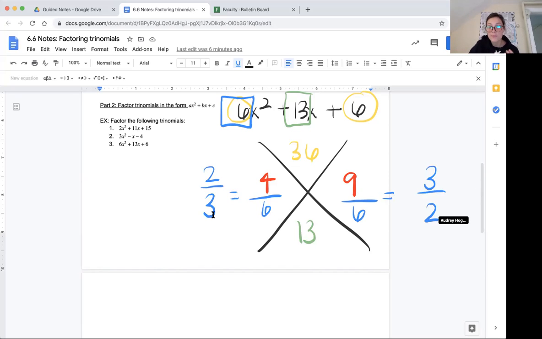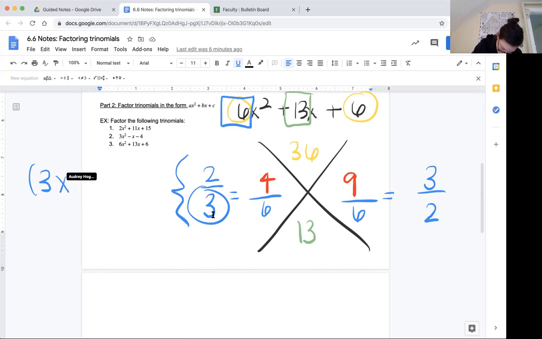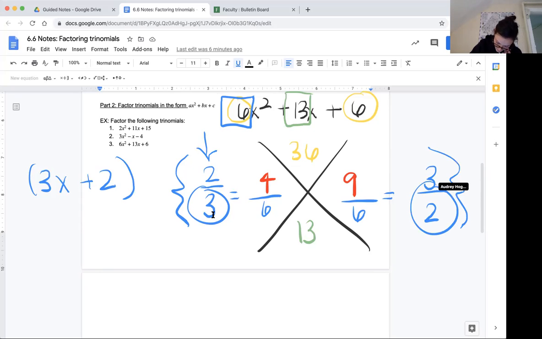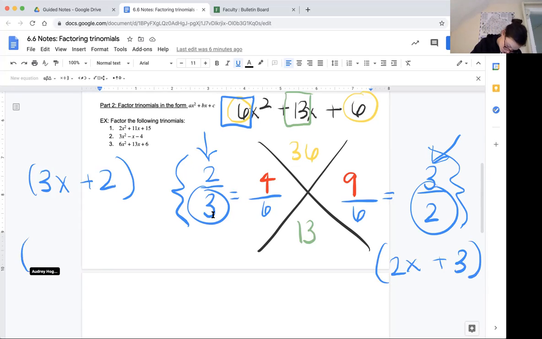Okay, and so now both of my factors are going to be written kind of weirdly, right? So over here, again, I'm going to have my denominator, 3, times x plus my numerator. And over here, it's going to be the same thing. My denominator, 2, times x plus my numerator. Great. So the factored form of 6x squared plus 13x plus 6 is 3x plus 2 times 2x plus 3.